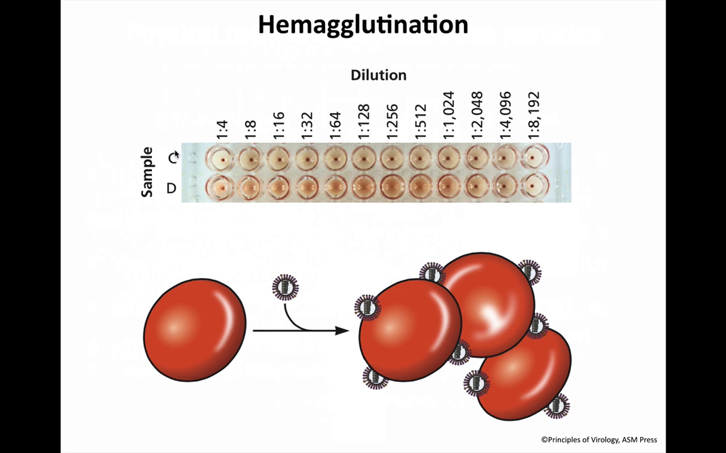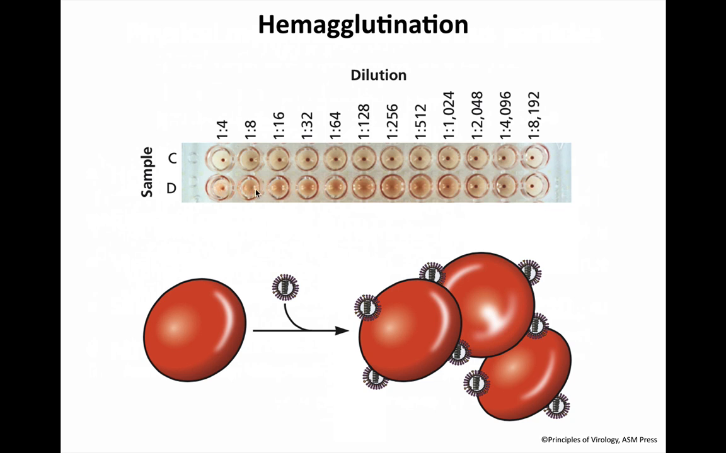On the top we have two virus samples, C and D, and you see we've made twofold dilutions, starting at 1 to 4, going all the way out to 1 to 8,192. Then we mix the dilutions with the red blood cells, and we let them sit at room temperature for a while. You see the top sample, C, contains no virus. That's because all the red blood cells have tumbled to the bottom of the well, and they form this nice, tight dot. When virus is present, the dot is not formed.